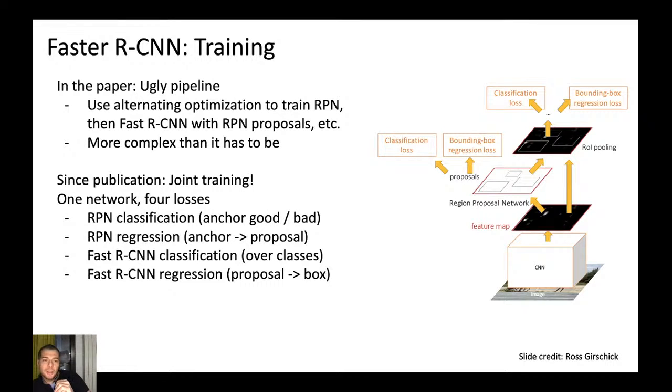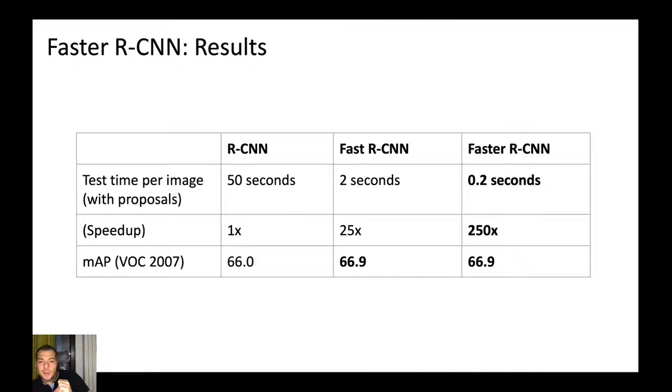Okay, so this is the summary of the Faster RCNN architecture, and now they really managed to reduce the time to 0.2 seconds for Faster RCNN. These times are reported with object proposals. Here you can see that the speed up with respect to Fast RCNN is about 10 times, and with respect to RCNN is about 250 times. So this is a much faster object detector.